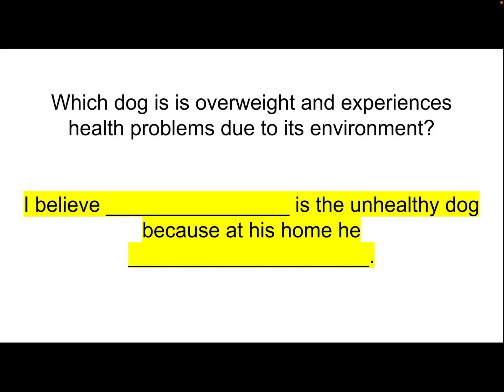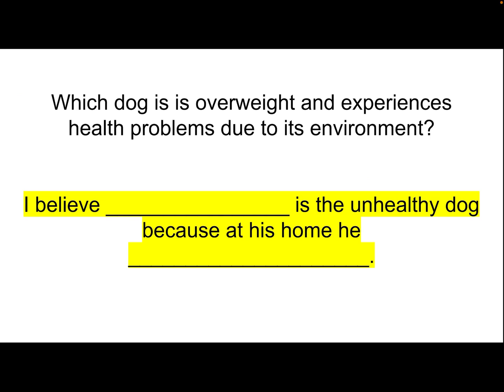You now have the first sentence written down, and here is question number 2. Which dog is overweight and experiences health problems due to its environment? So you're going to fill in the blanks. I believe blank is the unhealthy dog because at his home he blah, blah, blah, blah, blah. You're going to choose either Plankton or SpongeBob.